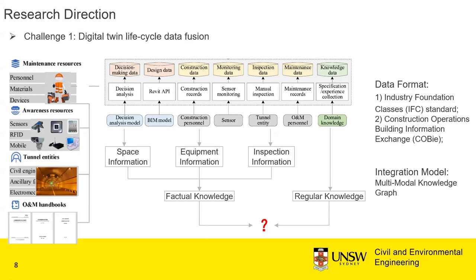Nowadays, there are some existing data standards that provide a unified format, such as the IFC standard. But this kind of data standard mainly focuses on representing the value or the semantics of the data, and ignores the associations and links within the data. Maybe the multimodal knowledge graph could be a solution, and we will explore that field later.